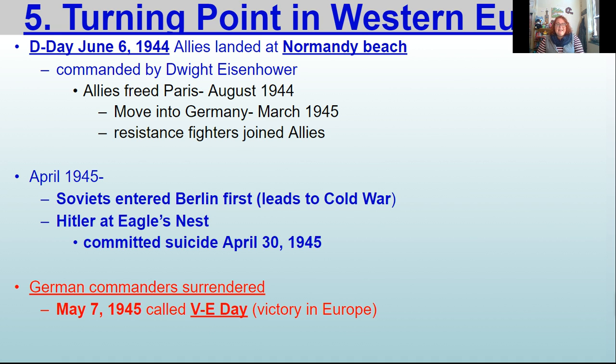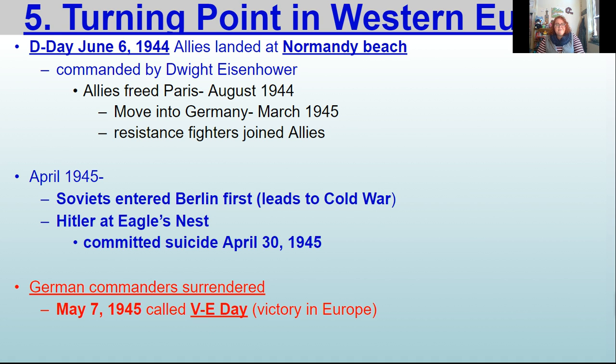And Hitler is at his eagle's nest. This is the Führer bunker that is underground in the heart of Germany. And this is where he's suspected to have committed suicide on April 30th, 1945. And his men burned his body because they didn't want the Soviets and they didn't want the Allies, period, to be able to have his body. That's the reason why I say suspected.